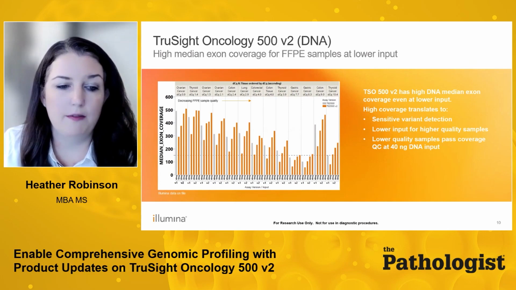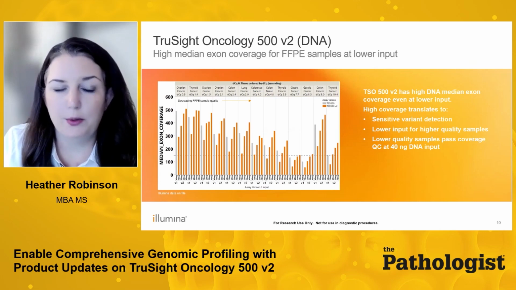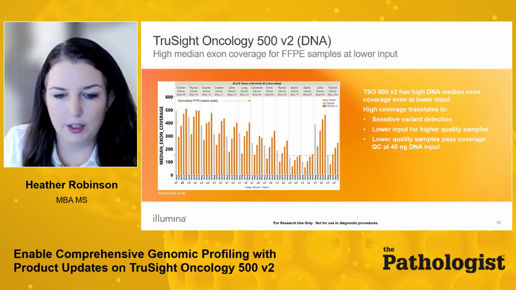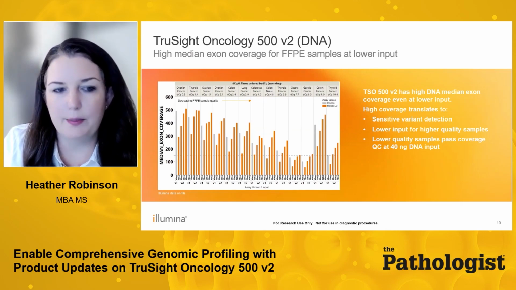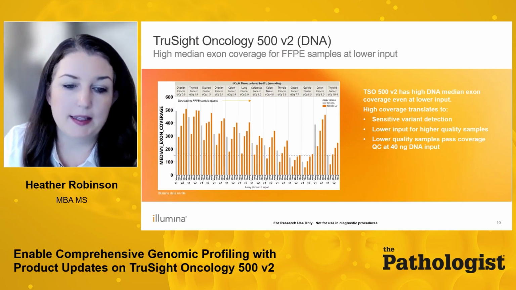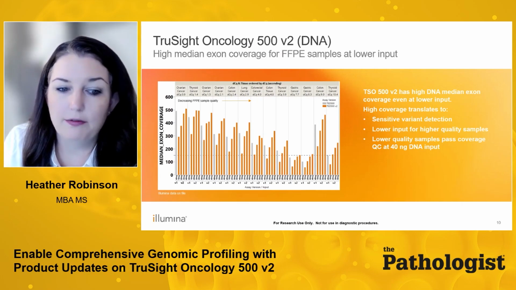TSO 500 V2 at 30 nanograms of DNA input has equivalent or better median exon coverage as version 1 at 40 nanograms of input. Higher coverage can lead to detection of more low-frequency variants and less sample failures for lower quality samples. In some cases, sample input can also be reduced while still maintaining enough coverage for sensitive variant detection.